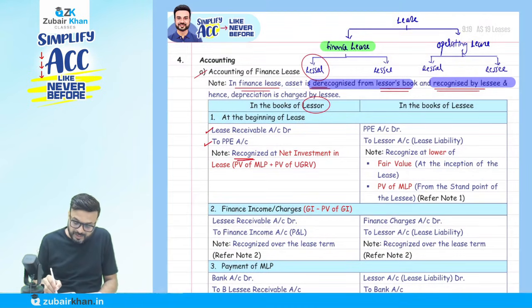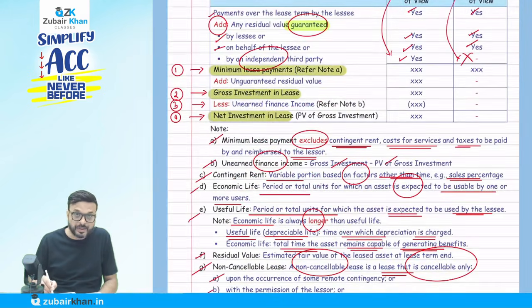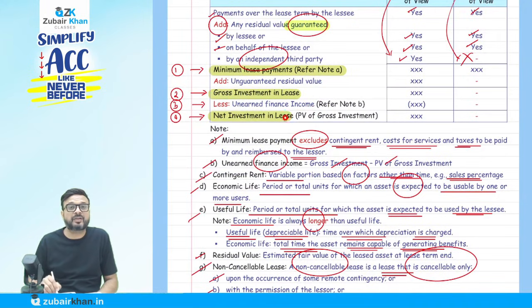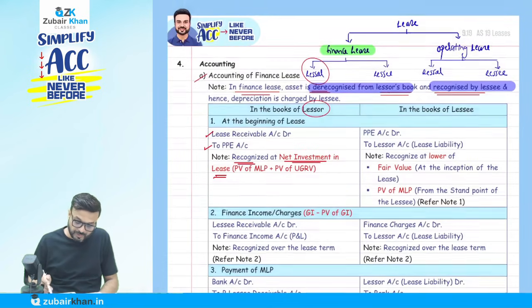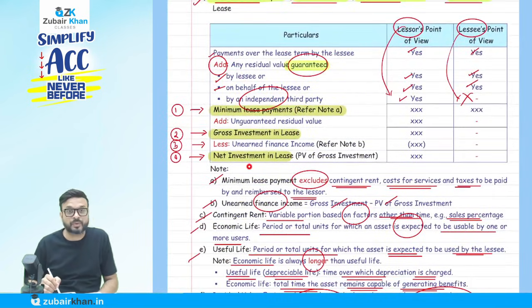AS19 says recognize the net investment in the lease. What is net investment in the lease? This is the present value of the gross investment. At this value they are going to recognize it. The gross investment minus the interest income, or, because there is no interest component in the gross, you can say the present value of the minimum lease payment plus the unguaranteed residual value. It is the same thing, the present value of the gross investment.